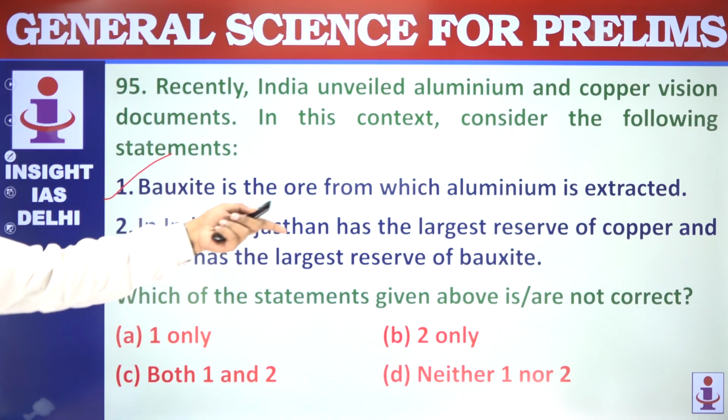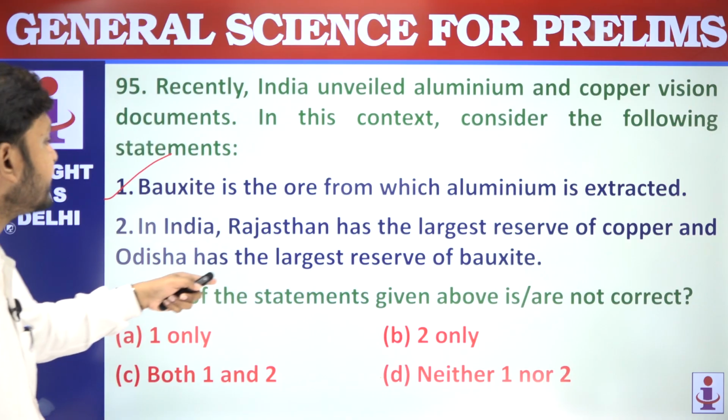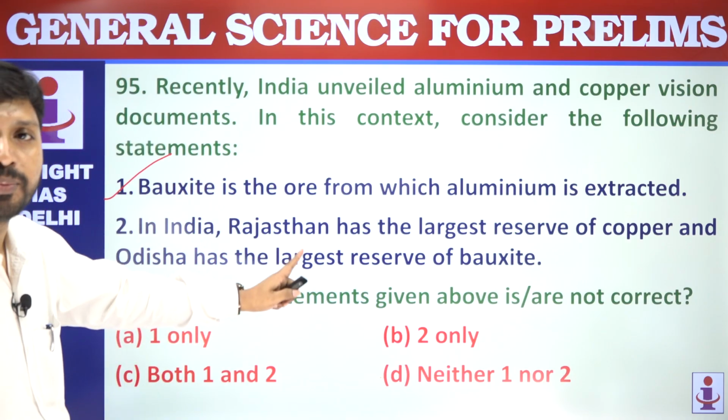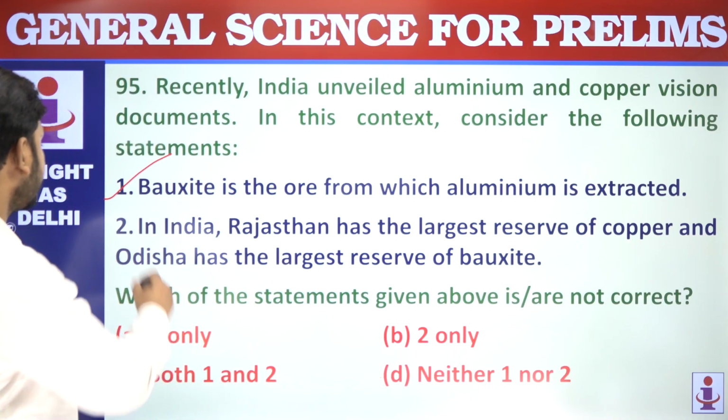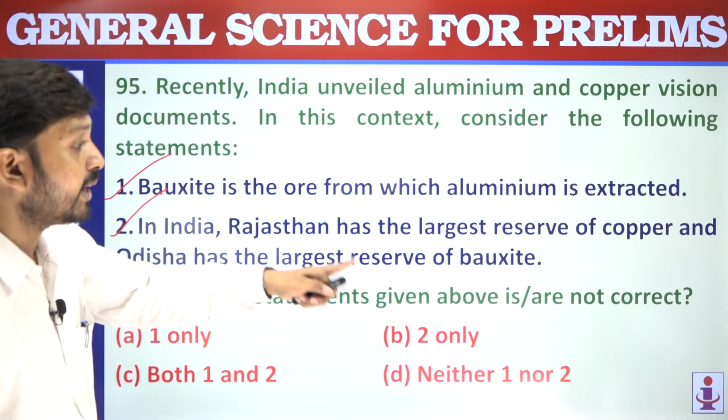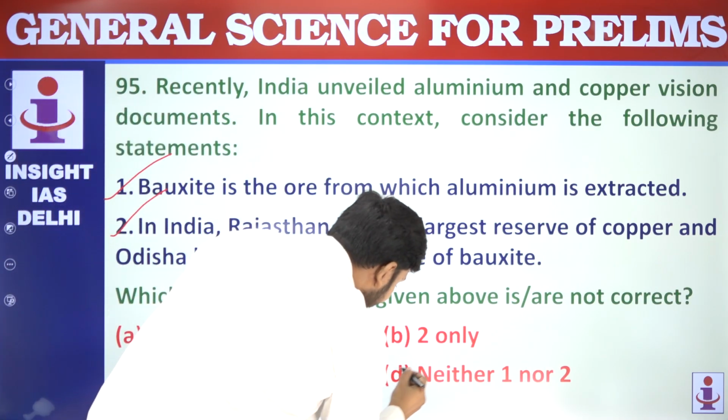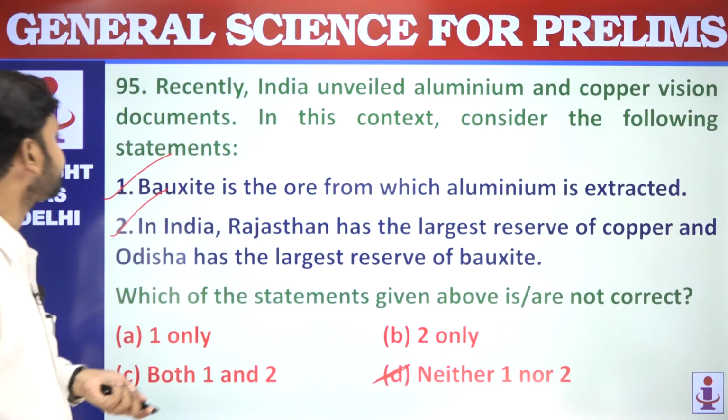Yes, more than 50% of copper comes from Rajasthan, and Odisha has the largest resource of bauxite. Yes, more than 40% of bauxite comes from Odisha. So this is the right statement, and they are asking not correct. Not correct means once again we'll go to the D option.